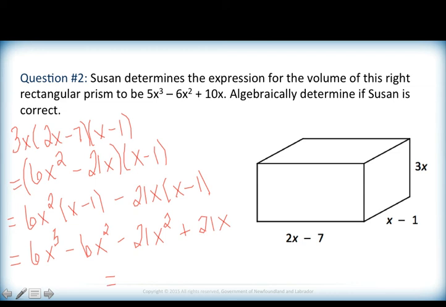Now all we have to do is just add our like terms. 6x cubed, there is no other term like that. Then we have a negative 6x squared and a negative 21x squared. And that will give us negative 27x squared plus 21x. And if we go back and look at Susan's solution, we'll quickly realize that she is incorrect. And if we go through and look at the error analysis, we'll notice that maybe she added when she did the distributive property and did not multiply.